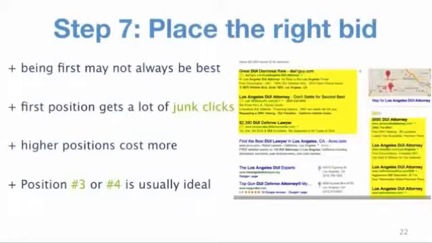Those higher positions can cost a lot more too. So often positions 3 and 4 are actually the ideal position in terms of ROI. It's all about ROI, right? You want to see how you're doing per dollar invested. Place the right bid. Sometimes it's something you have to experiment with over time to see which will bring the best results for you.